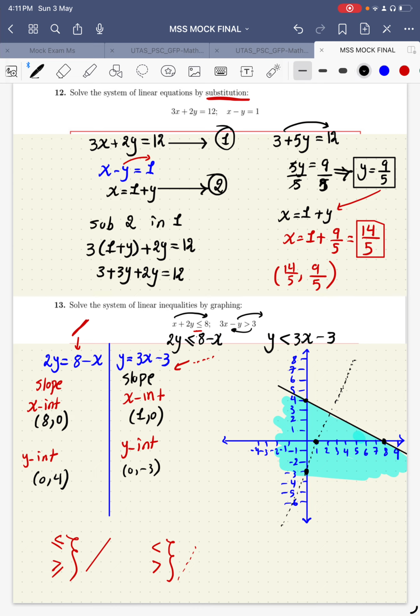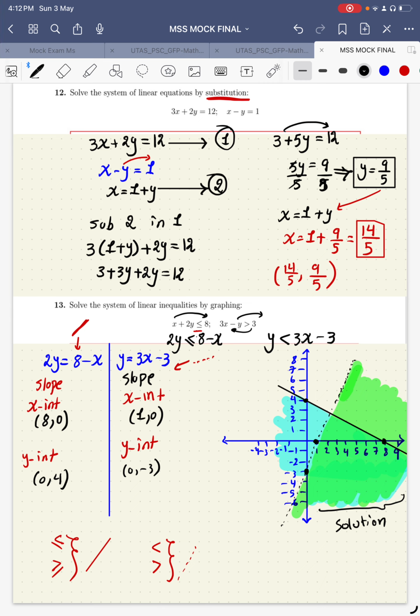So now what I'm gonna have, I'm gonna shade under the curve. Shade under the line. Why? Because y is smaller than 3x minus 3. So I'm gonna shade under the line. And again, where did my shades overlap? Here, right? The two colors intersect. So this one is my solution.